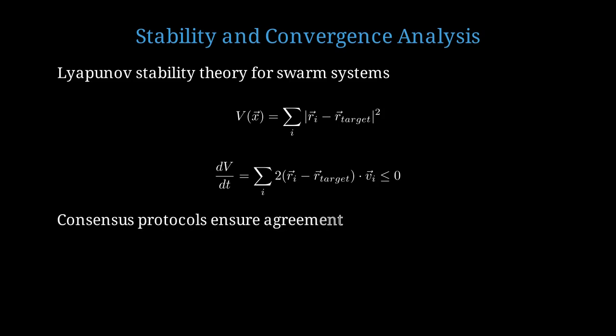Consensus algorithms guarantee that distributed agents reach agreement on some quantity, like direction of motion or a decision variable, even with limited communication. These are mathematically proven to converge.